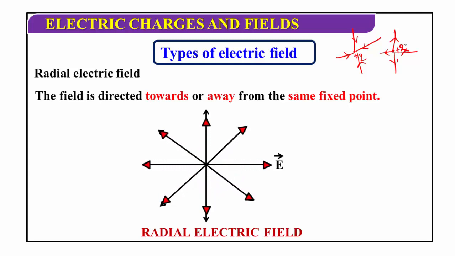And electric fields are classified into three types: uniform electric field, non-uniform electric field, and radial electric field. Uniform electric field means the electric intensity is the same at all the points in the field. If the electric field intensity is different at different points in the field, it is called non-uniform electric field. Radial electric field means the field is directed towards or away from the same fixed point. These are the types of electric field.